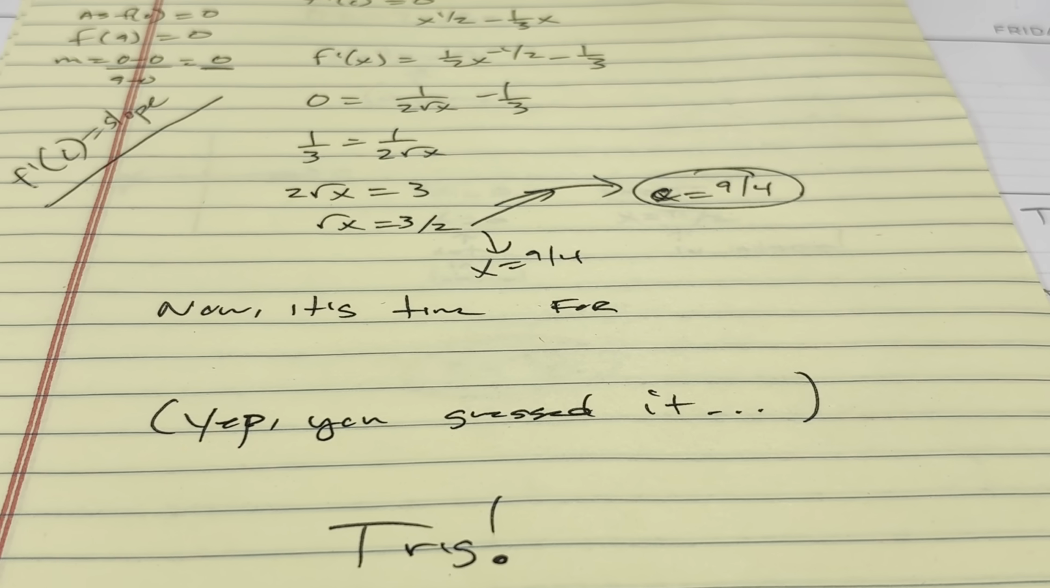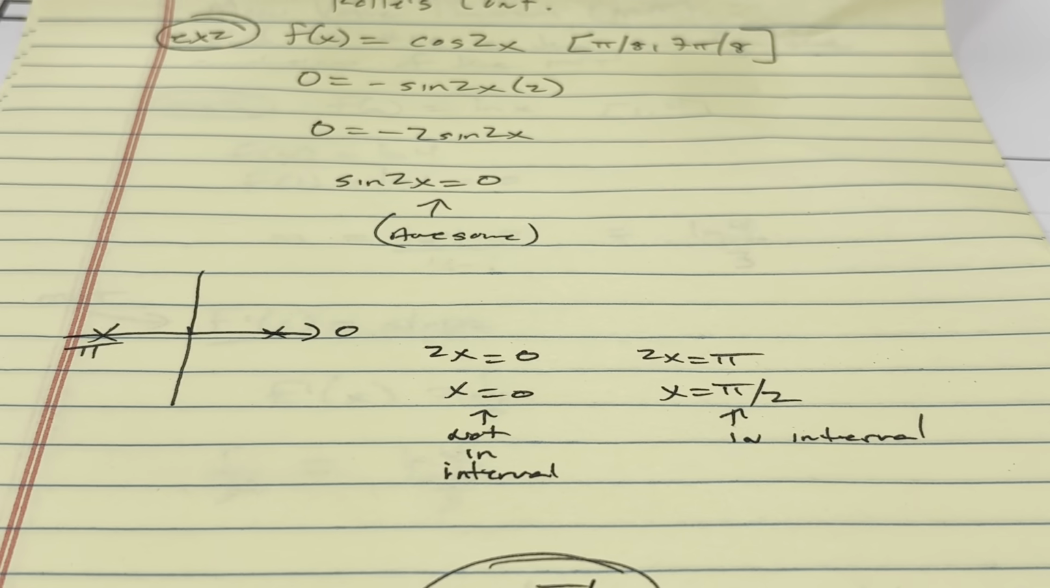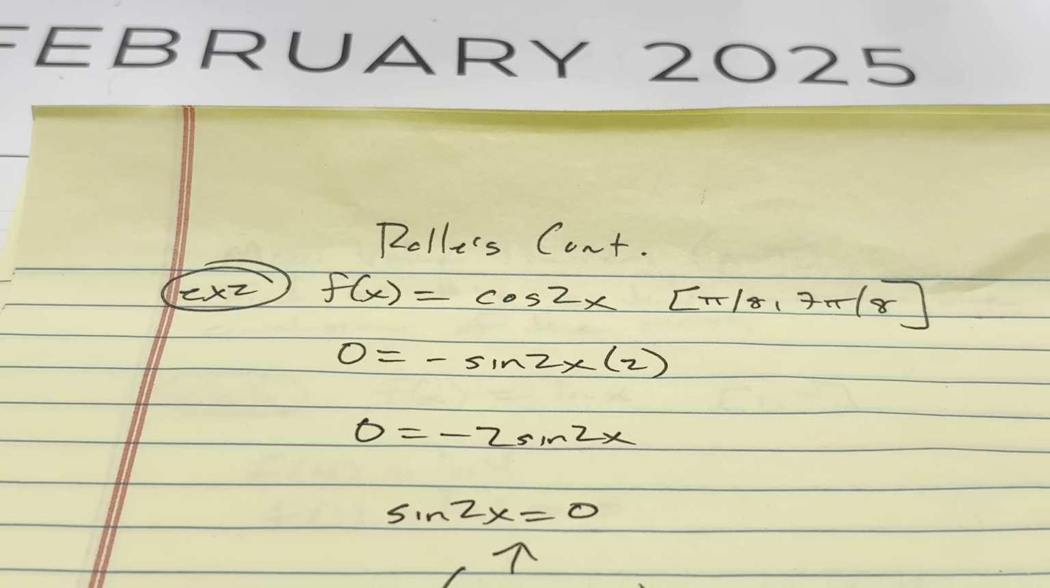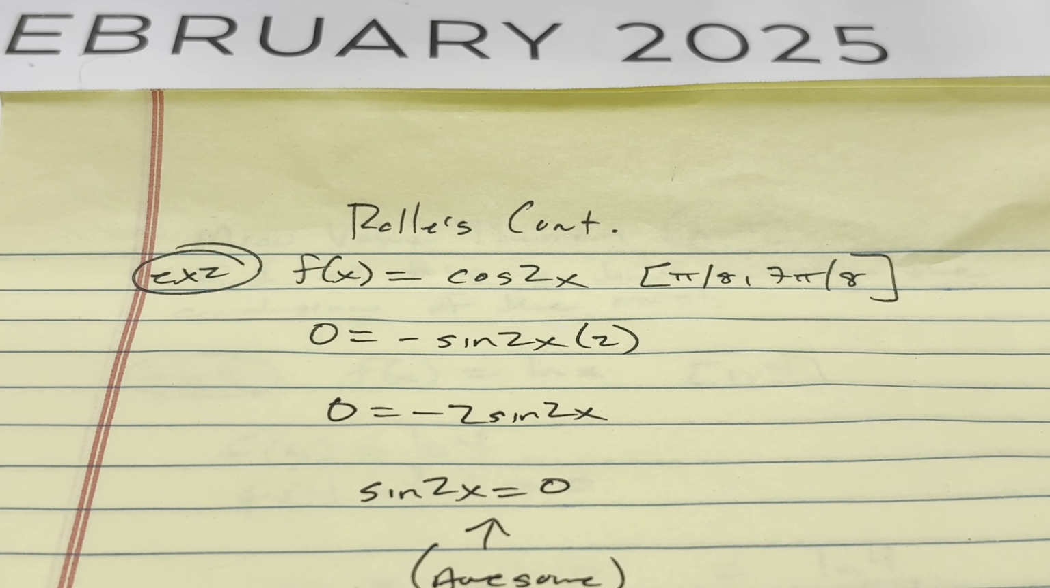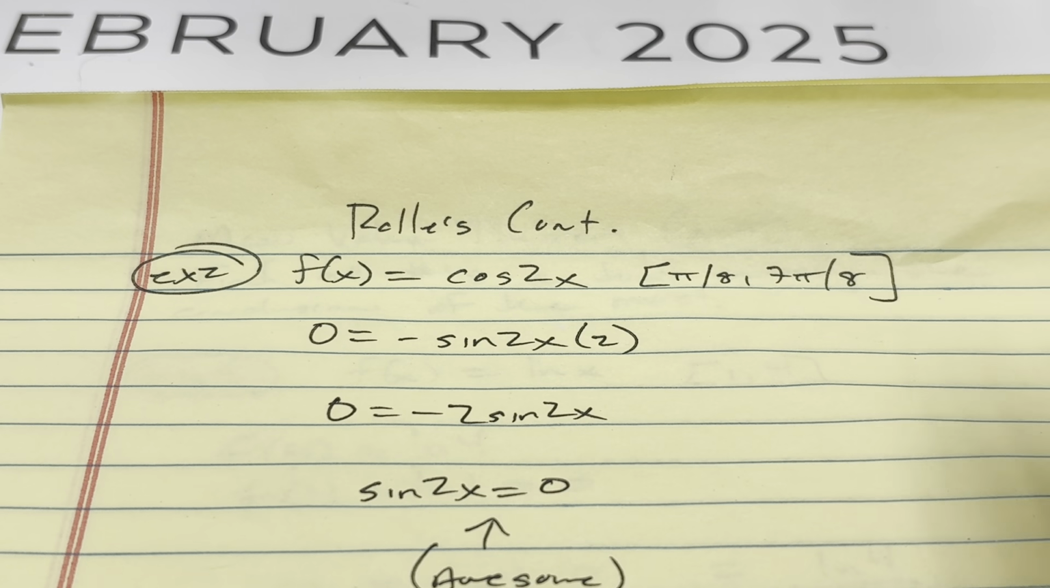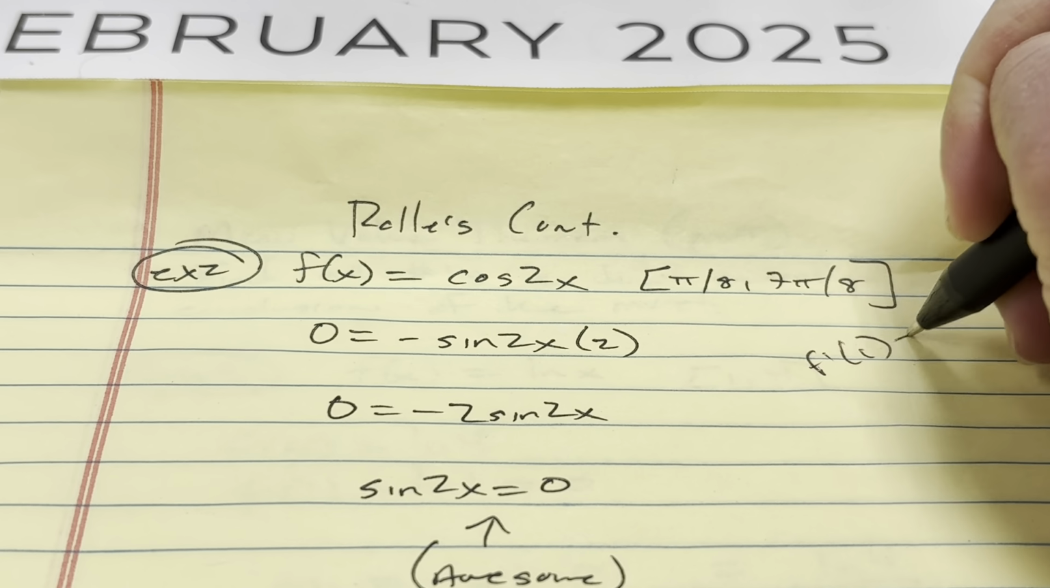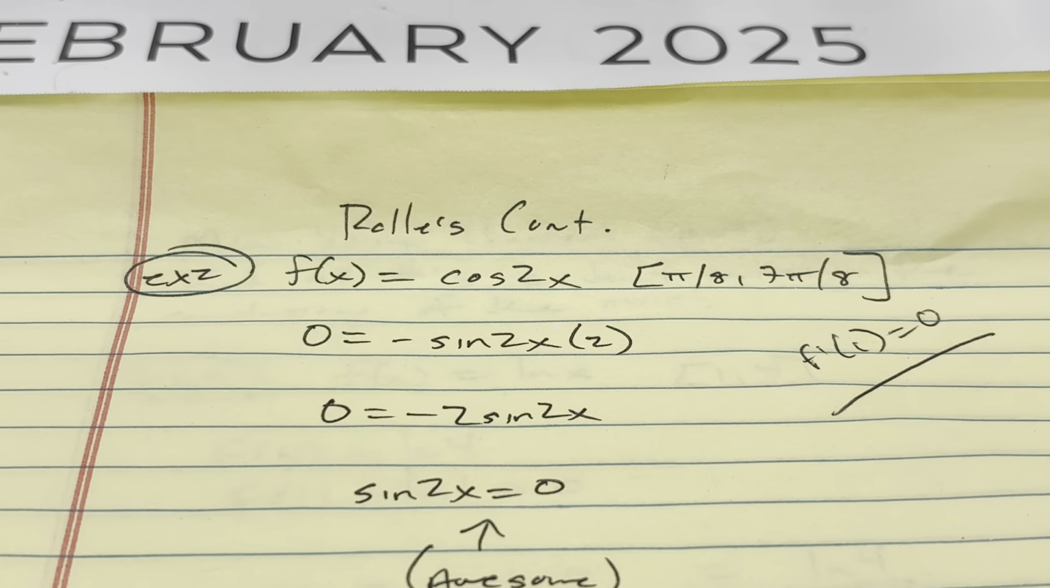Let's go, trig time. All right, Rolle's continued. Example 2. f of x is equal to, come on, easy money, cosine 2x. Weird interval, pi eighths to 7 pi eighths. That's because you're going to double it, all right? That interval is going to get less weird. It says Rolle's, guys, so you just have to know f prime of c is equal to 0.